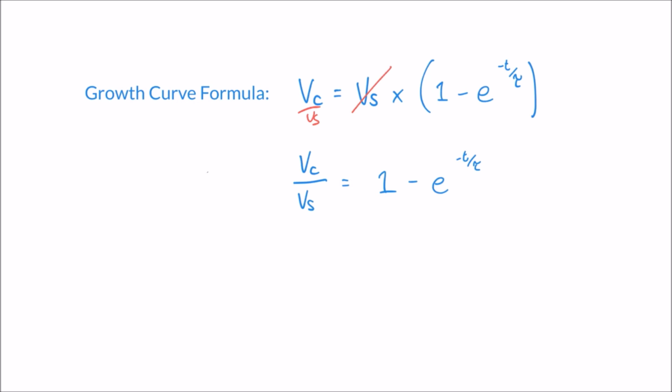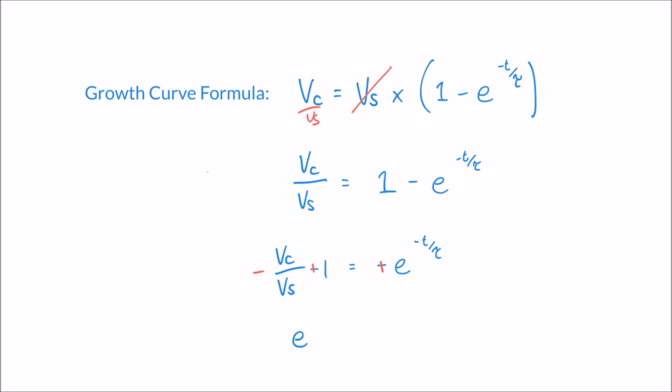So now that we've got this formula, we can also subtract 1 from both sides. So now we say that Vc over Vs minus 1 equals minus e to the power minus t over tau. And the last thing I can do is change the signs on both sides of this formula, making that minus into a plus, so plus e to the power minus t over tau, is going to make it minus Vc over Vs plus 1, or I can rearrange those in terms of their order.